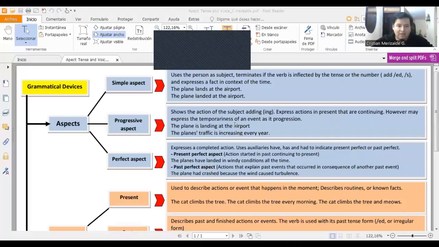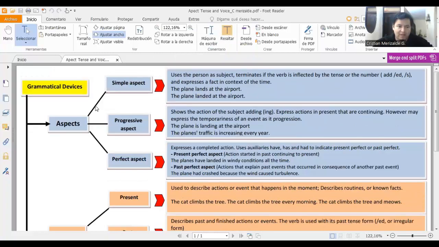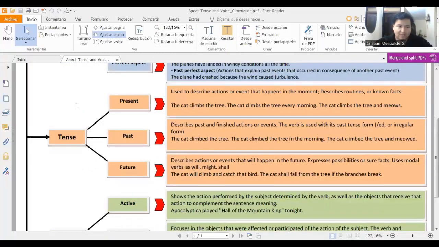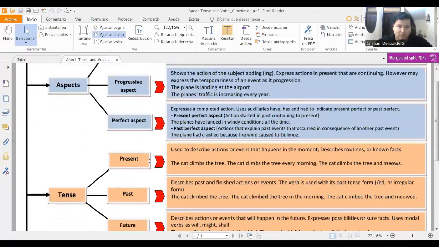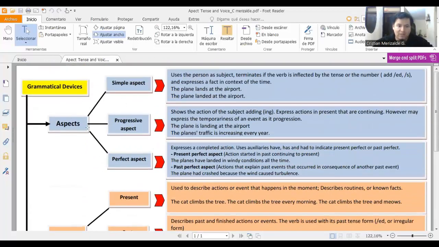I will share with you some information to illustrate in a better way what I am trying to explain. So we have here a concept map with the three main devices that we are going to analyze: aspect, tense, and voice. Let's start first with the aspect. What is the aspect in the first instance?